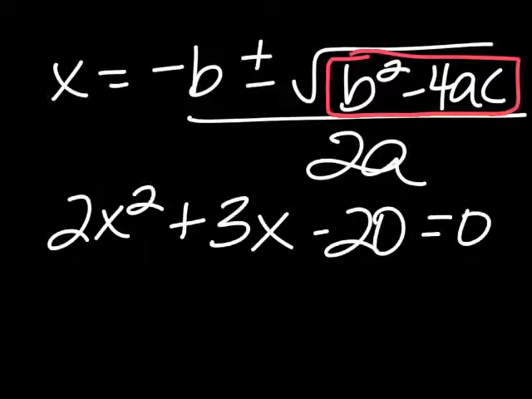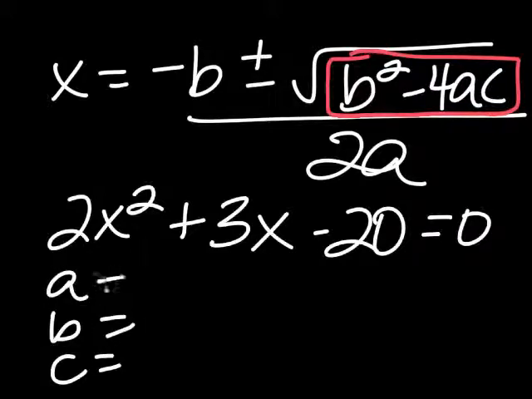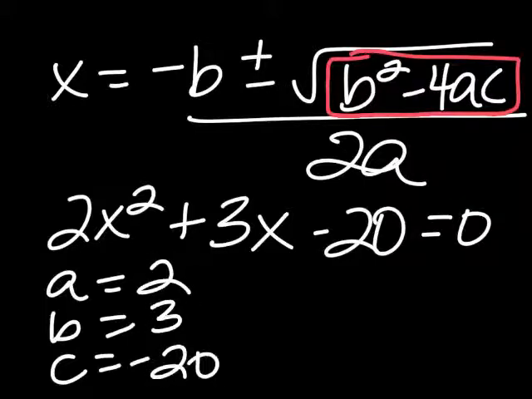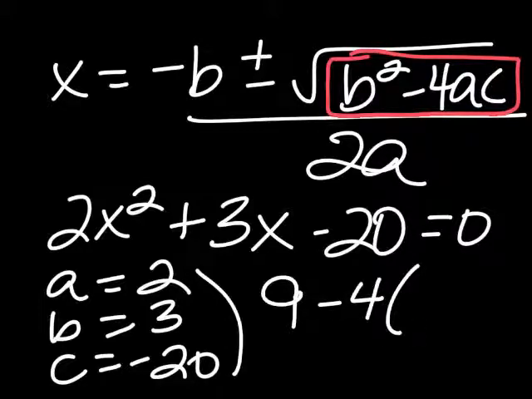So the first thing I need to do is write down my a, b, and c values. Of course, those are the values. This is our a, b, and c. They're just numbers, just coefficients. So we have 2, 3, and negative 20. Because we are only going to figure out the b squared minus 4ac, which is called the discriminant, I'm going to take my b value and square it. So 3 squared is 9, minus 4, and I'm going to multiply a and c together, which gives 2 times negative 20 is negative 40.